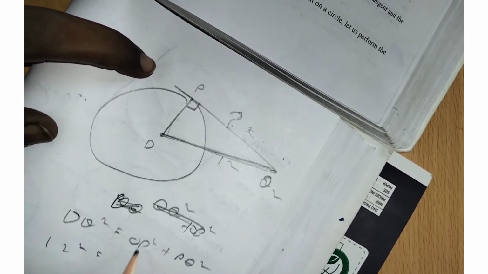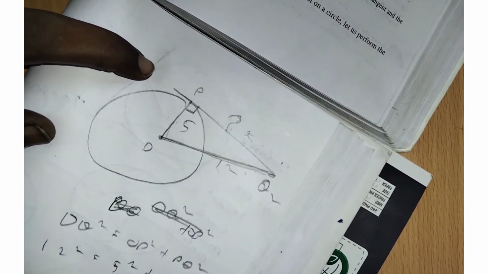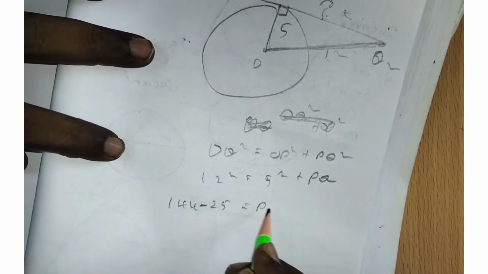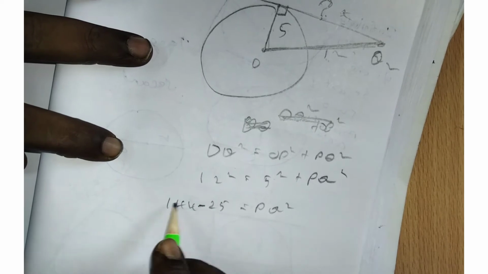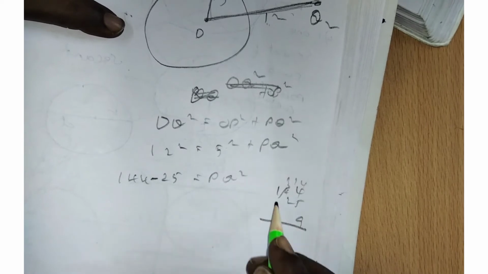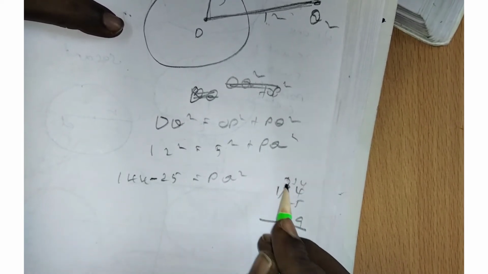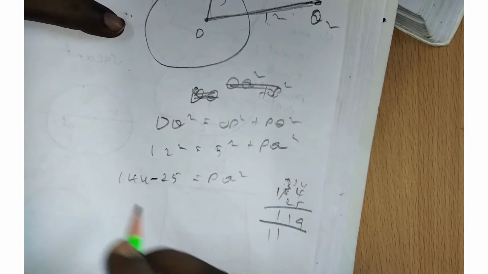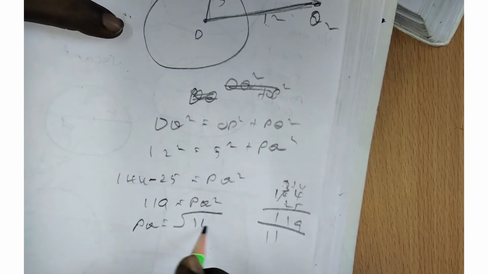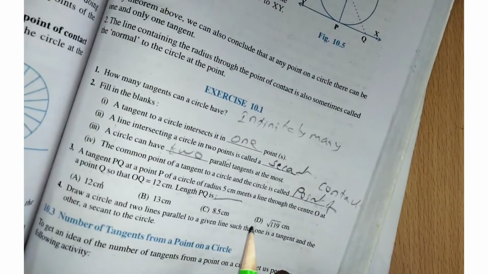So here 12 squared, and the given radius is 5, so plus 5 squared equals BQ squared. 12 squared became 144. 5 squared became 25. So 144 minus 25 equals BQ squared. Subtracting 25 from 144, we get 119 equals BQ squared. They ask only for BQ, so we write the square root of 119. So take option D as the correct answer.